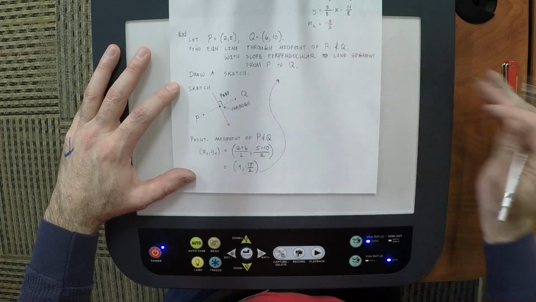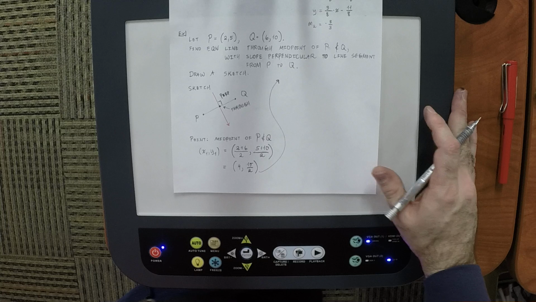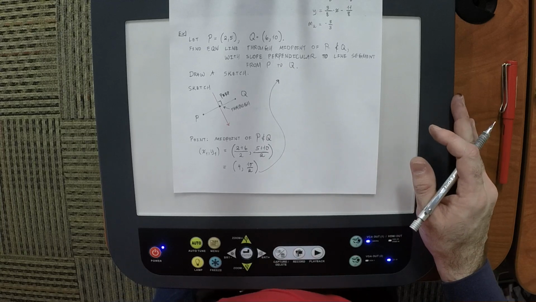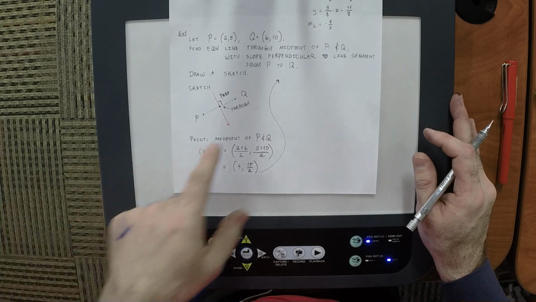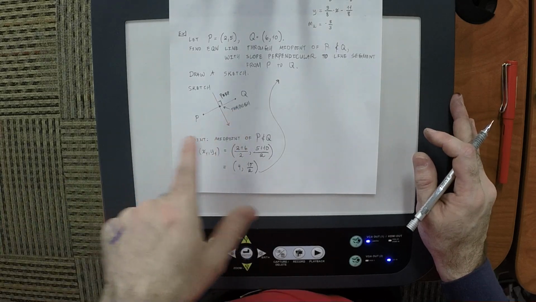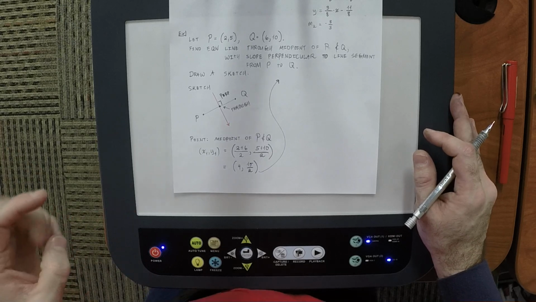Now what do we need to do? We need to find slope. But you need to be a little bit careful because what we're going to do is find the slope of something. The slope of what? The line segment, right? And you got to be real careful because that's not really actually the slope that we want. What is it that we want? Right, the negative reciprocal of that.